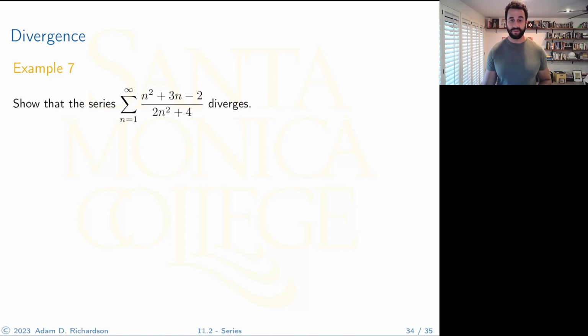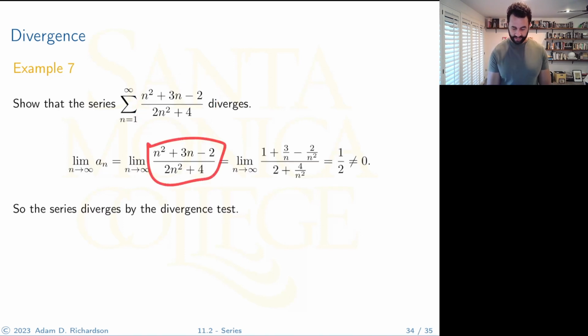All right, now let's look at it together. If I want to show this series diverges, a good place to start is to look at the limit of the terms. So we're going to take the limit as n goes to infinity of those terms. And here's what it looks like. Classic limit technique, a classic limit that you explored back in Calc 1: divide by the highest power term, and you get this. But then when we take the limit, this goes to 1/2. 1/2 is not zero, therefore the series diverges by the test for divergence. And that's the conclusion. So that's a really, really handy theorem, the divergence test.